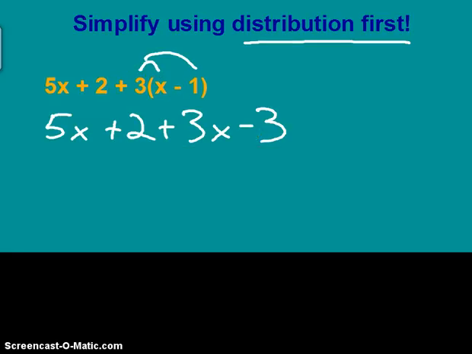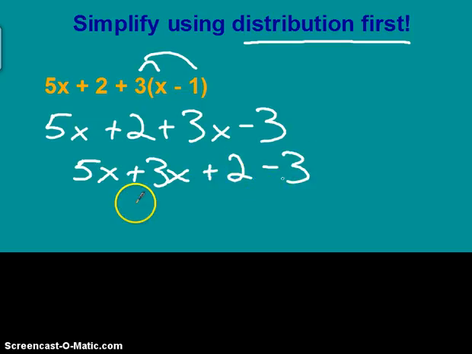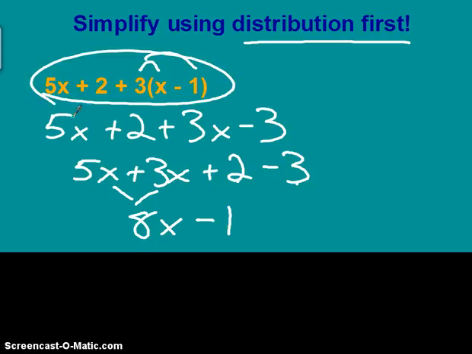So we're going to look at combining the 5x and the 3x, and then the 2 and the minus 3. So if we put these together, it's simply going to be 8x, and then positive 2 minus 3 is going to be a negative 1. So to simplify this whole expression using distribution, 8x minus 1. You're going to begin your classwork right now.